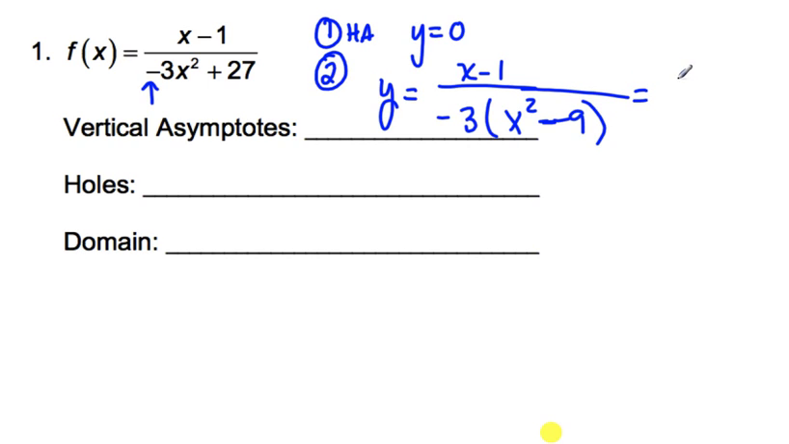Now what do you have to look at? What's x squared minus 9? Will that factor? Yeah, it's x plus 3 times x minus 3. Any questions?